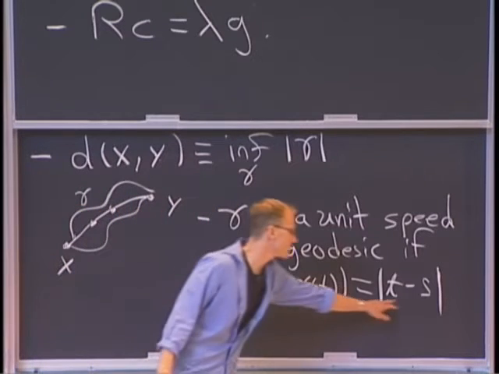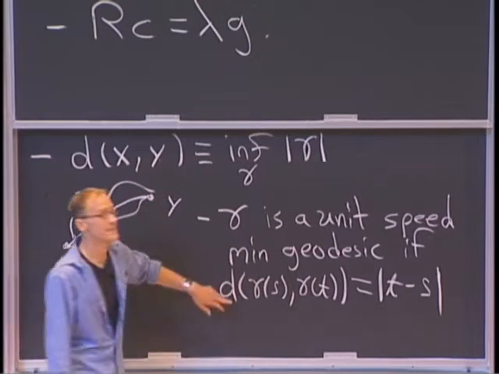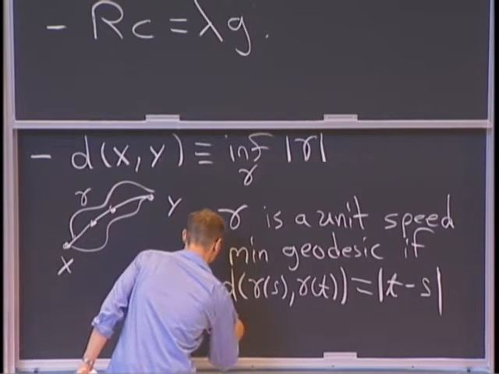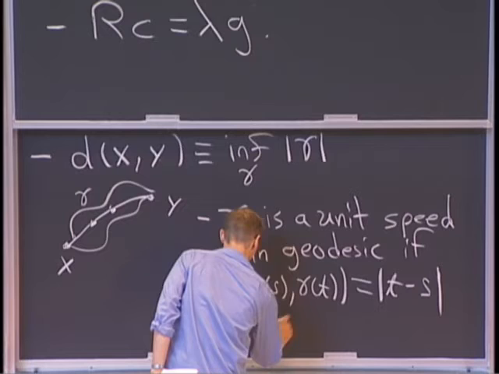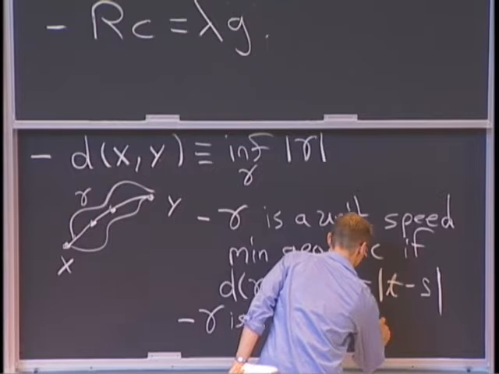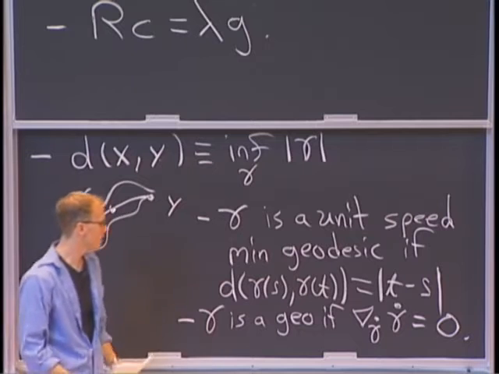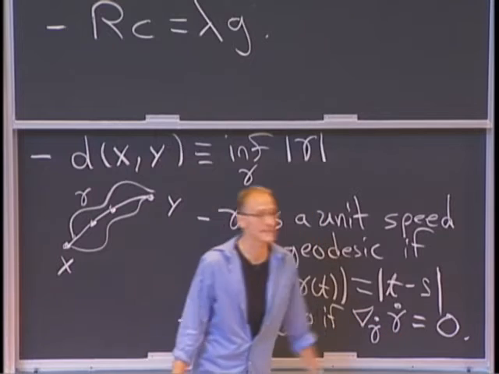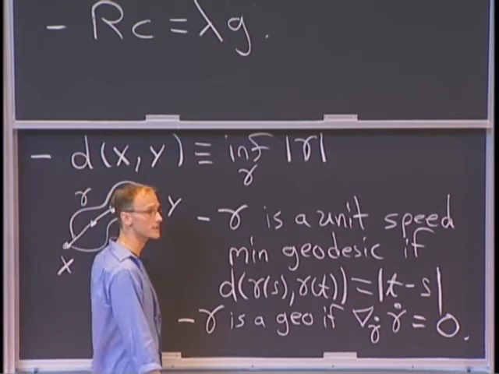If you let it just be a multiple of t minus s, then you can drop the unit speed part. And if you have a curve which just locally satisfies this, then you can just call it a geodesic and not a minimizing geodesic. Equivalently, but this is a theorem, of course, that one has to prove, gamma is a geodesic if it satisfies that the covariant derivative of its tangent vector is 0 in the direction of the tangent vector. Locally, right, this is a second order ODE in gamma, right? So you can solve this thing. This is how you get a local existence and uniqueness of geodesics.